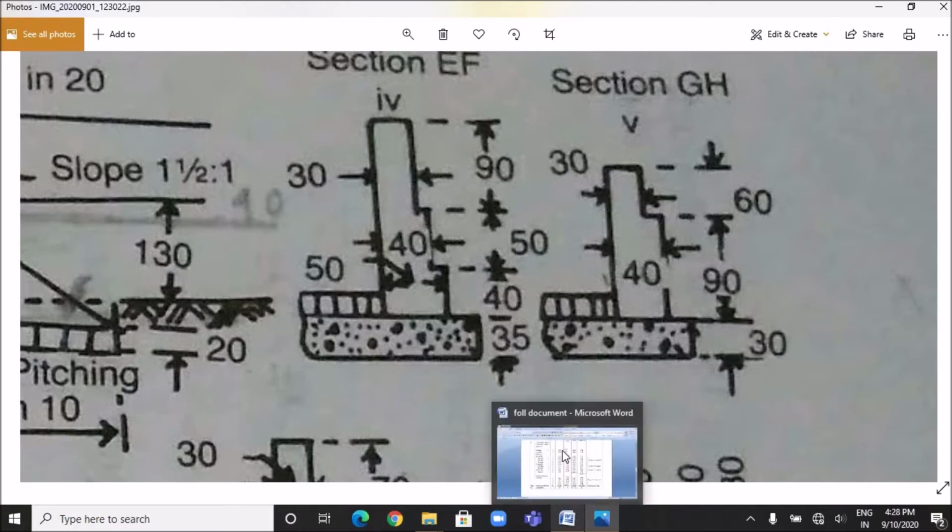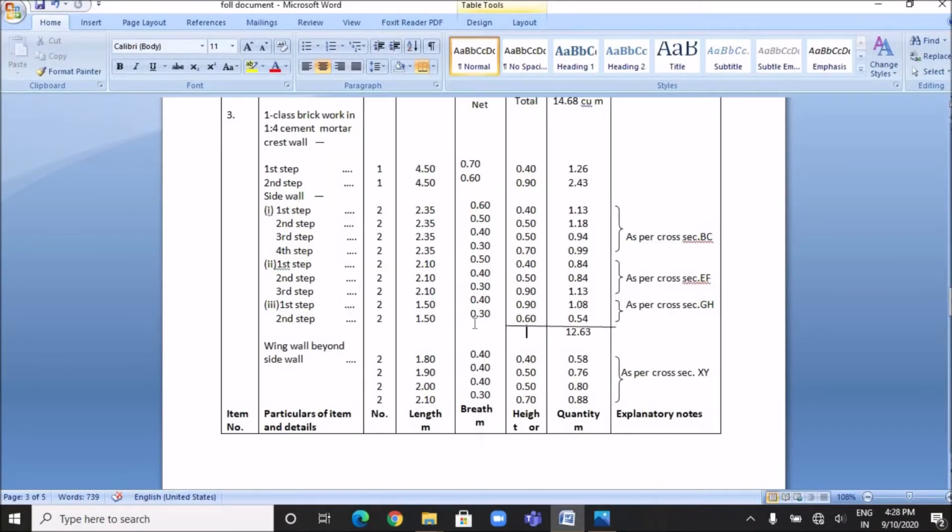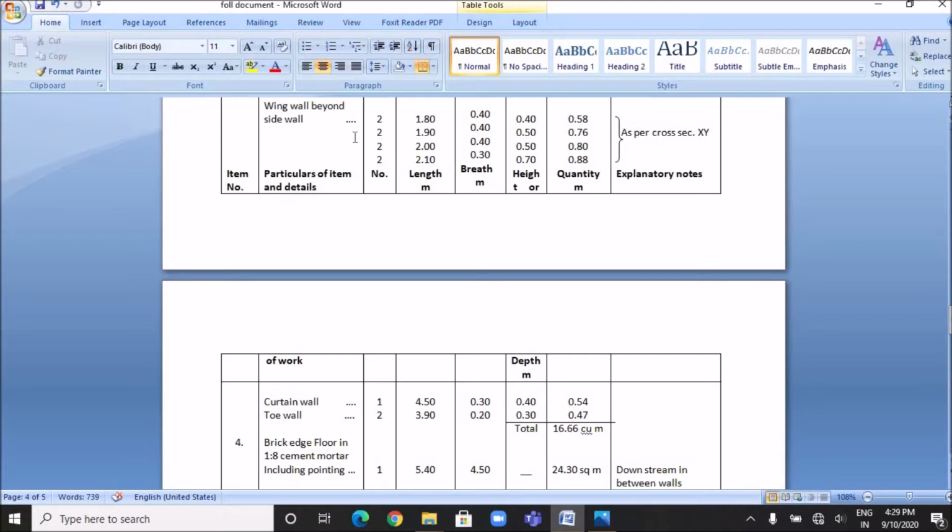So if you fill this data in the table, you are going to find out the quantities of brickwork for the first step as 1.08 cubic meter, and the quantity of first class brickwork for second step as 0.54 cubic meter, and the total quantity of first class brickwork will be 12.63 cubic meter. Then the first class brickwork is done in the wing wall portion beyond the side wall.